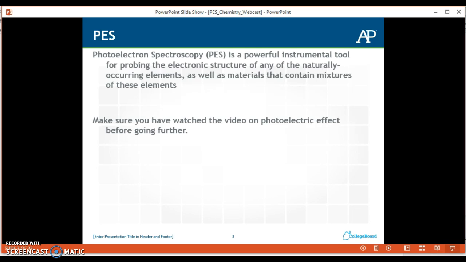Photoelectron spectroscopy, which is abbreviated PES, is a powerful tool that we use to probe the electronic structure of naturally occurring elements as well as mixtures of elements. You'll definitely want to be sure that you've watched the video on the photoelectric effect before going any further, because much of this data derives from the photoelectric effect.